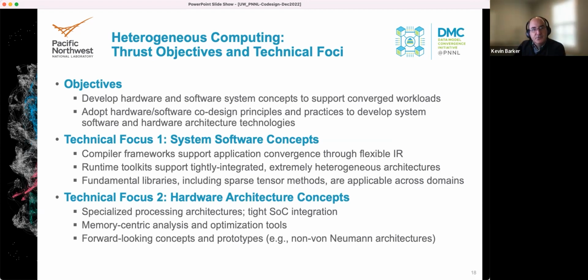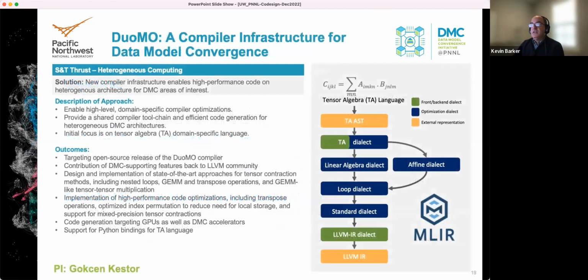So we have two technical focus areas within this thrust, one looking at system software concepts, one looking at hardware architecture concepts. And I'll just present, I think I have 3 projects that demonstrate these as well. So the first is a compiler tool chain. The project was called Duomo. The compiler is called Comet. And the PI for this is Gulchen Kester.